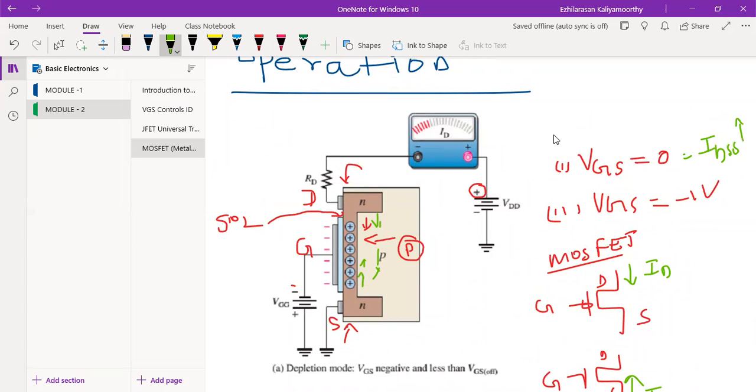You can recall it from your JFET. Same during the reverse bias in the depletion region, it is like a JFET only.